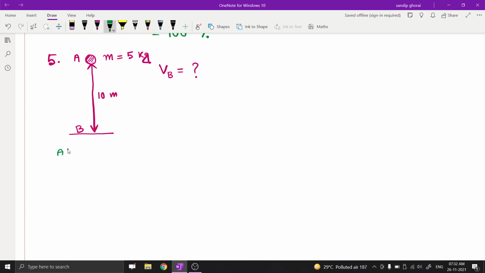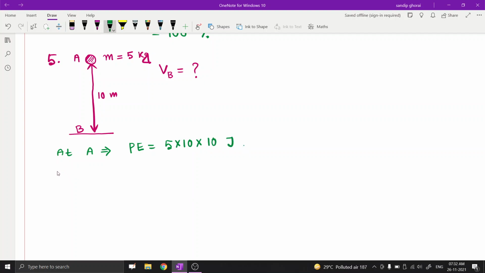So we can say actually at A there is no motion. That means the ball has only potential energy. That energy is equal to simply mgh. Mg means 10, h means 10. This is the potential energy.